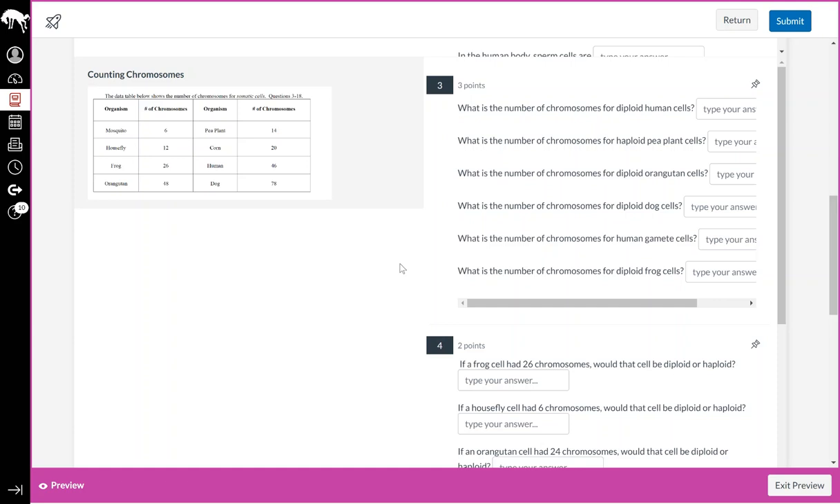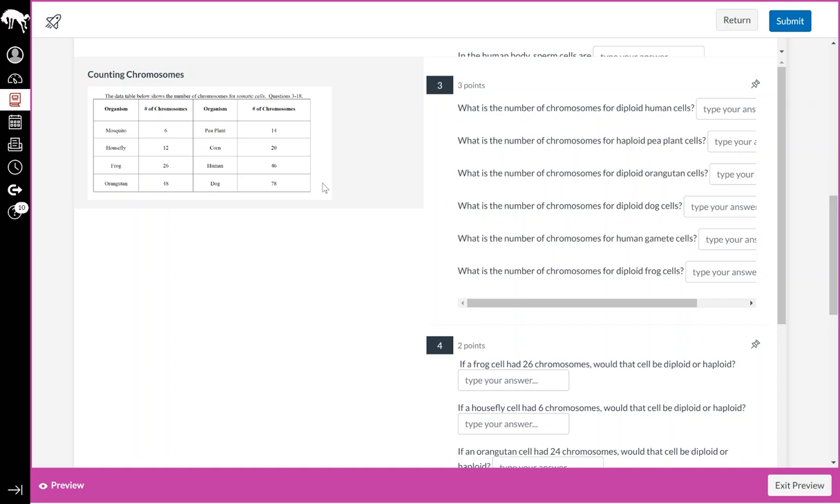So it gives us this table, and in this table, it's showing the number of chromosomes for somatic cells in each of these organisms. So it's very important that we know that these are somatic cells. Remember, somatic cells are our body cells like muscle, skin, brain cells. A somatic cell is diploid. So it has one set of chromosomes from the mom, one set of chromosomes from the dad.